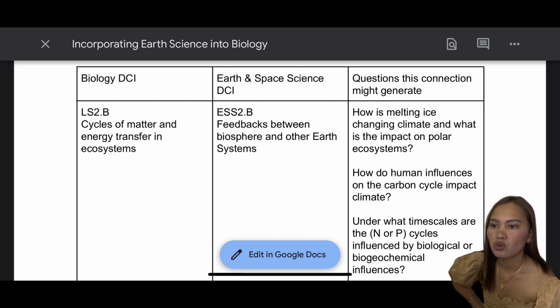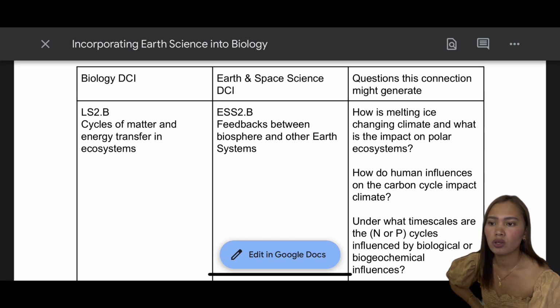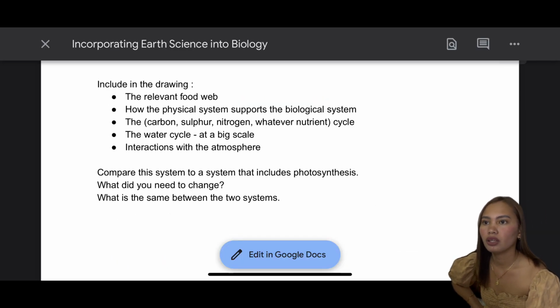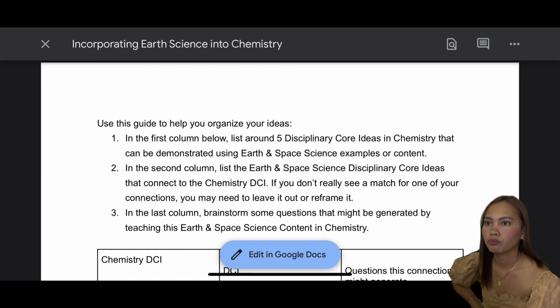First, how is melting ice changing climate, and what is the impact on polar ecosystems? Next, how do human influences on the carbon cycle impact climate? And many other questions. And let's proceed to incorporating earth science into chemistry.